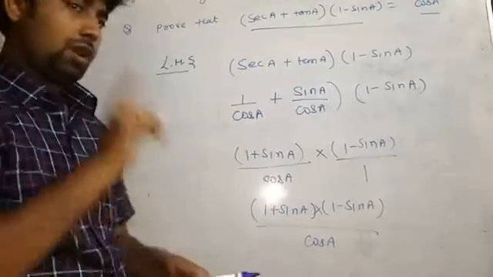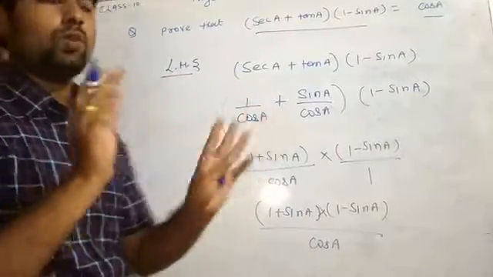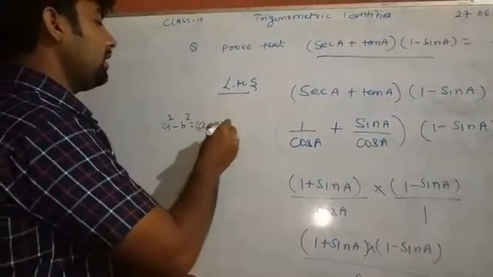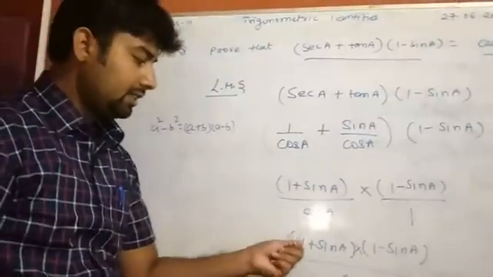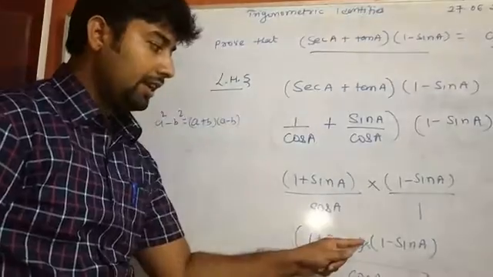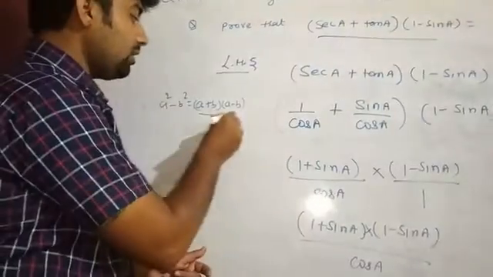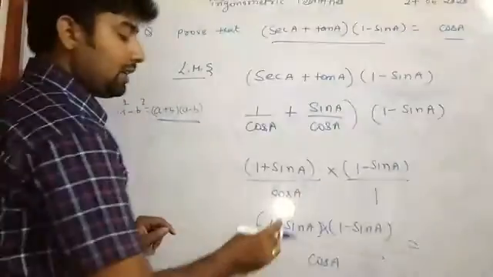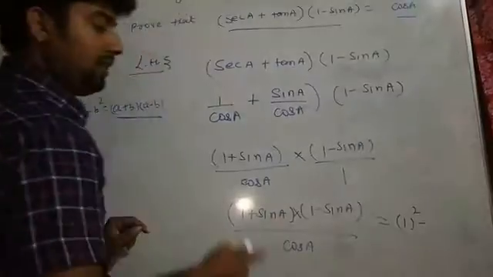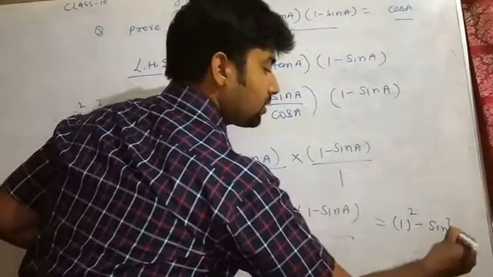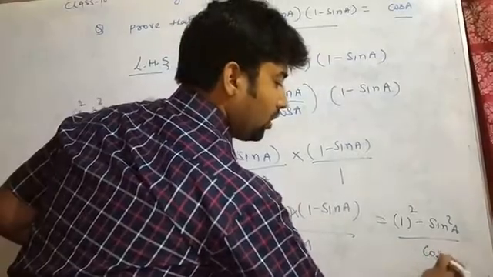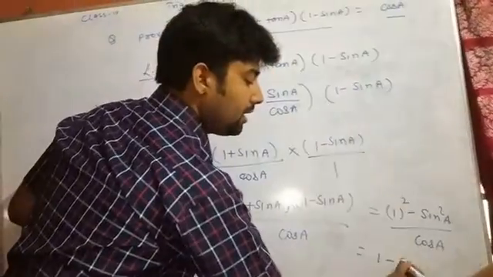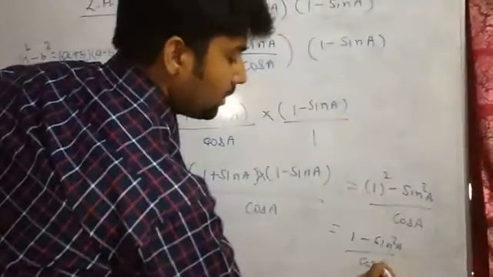Now, since class 7 or 8 we have been using one identity: A² − B² = (A + B)(A − B). Look at this: (1 + sin A)(1 − sin A) will be considered as (A + B)(A − B), so it fits this identity, and we can write A² − B². Instead of A, we consider 1, so 1 squared, minus, instead of B, sin² A. At the denominator, cos A. So now we have (1 − sin² A)/cos A.